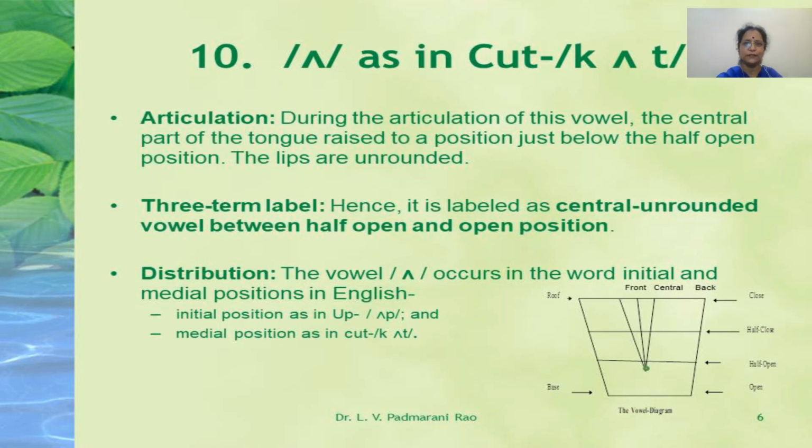During the articulation of this sound, the central part of the tongue is raised to a position which is just below the half open. The lips are neutral when the sound is pronounced. As you could see in the diagram given below in the extreme right hand corner, the dot is kept just below the half open position and the central part is shown. And hence, as in cut has got the three-term label: central, unrounded vowel between half open and open. Or you could say central, unrounded vowel just below the half open position.